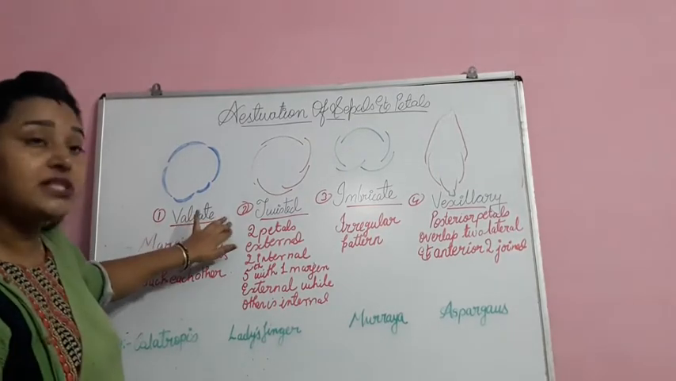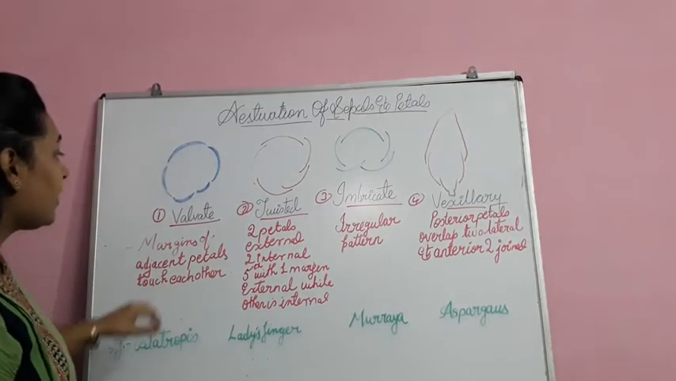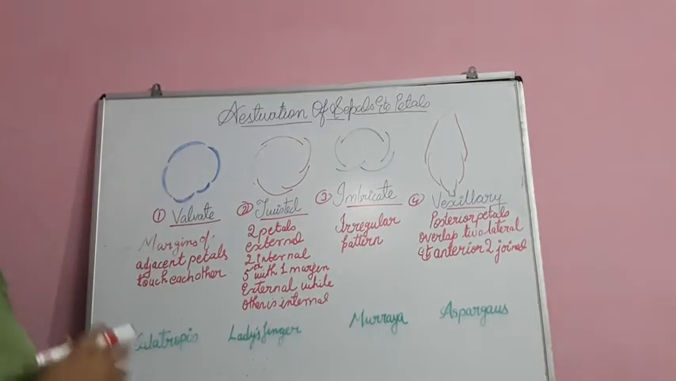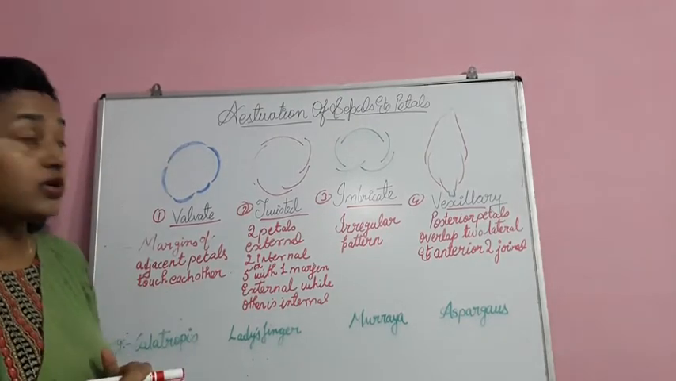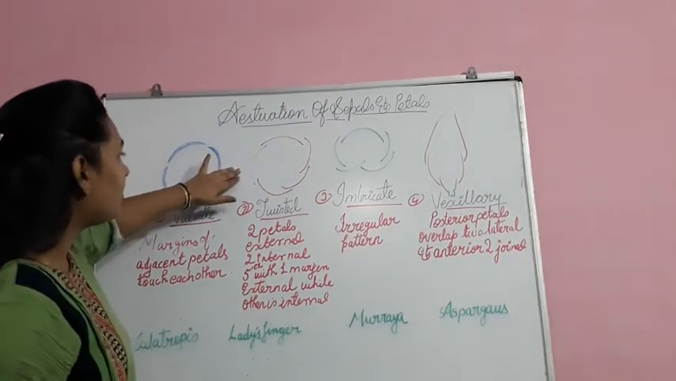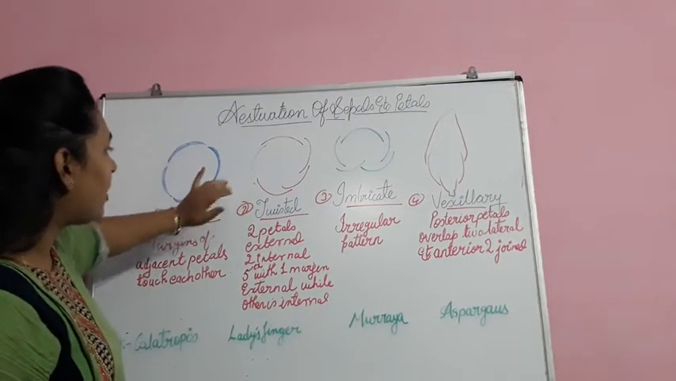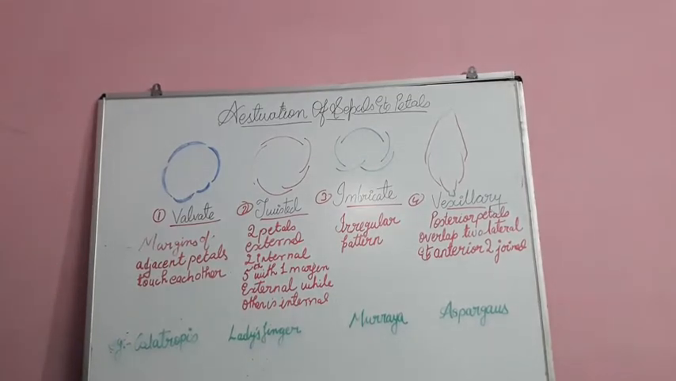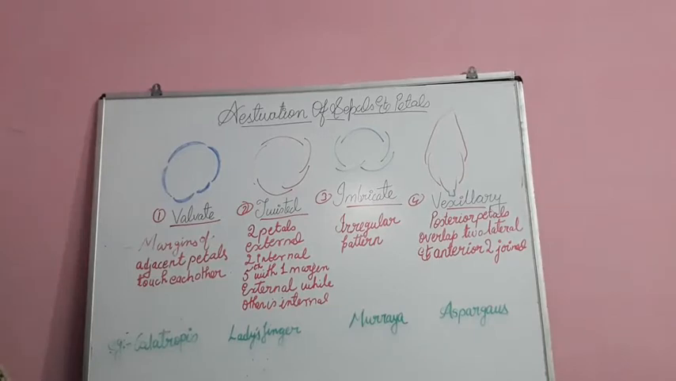Second, we have twisted aestivation. In this kind of aestivation, you can see two petals are external, two are internal, and the fifth one is half touching towards the internal and its other end is towards the external side. As you can see here, this is one which is free, this is one which is free, and the two here are quite internal, and this one is half in and half out.